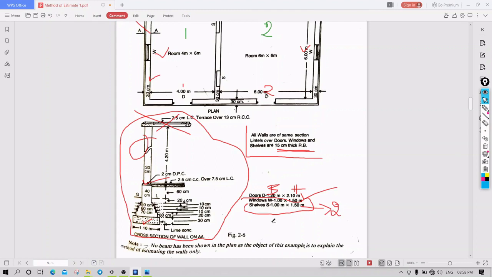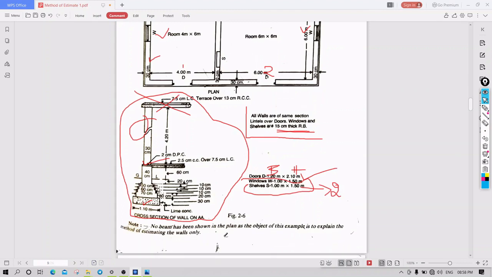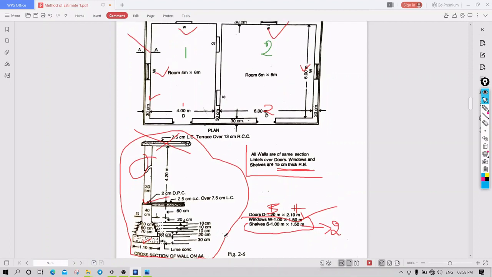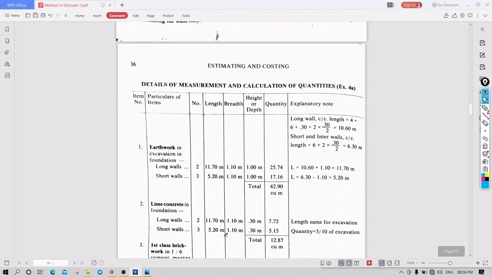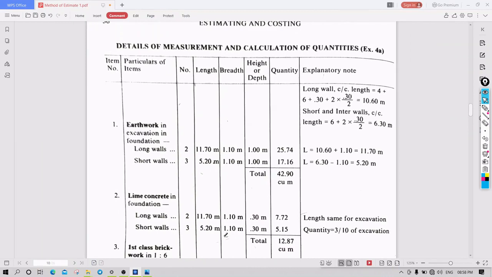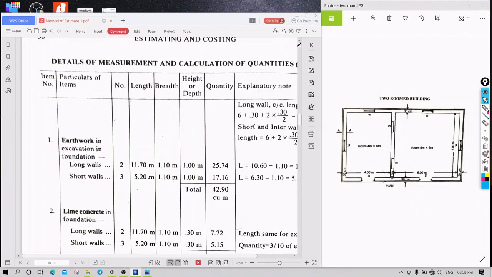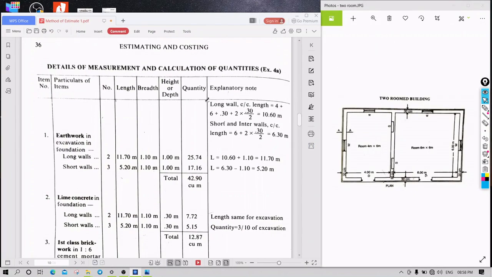And here is a note: no beam has been shown in the plan, as the object of this example is to explain the method of estimating the walls. Just to know how the procedure works, you need to know. So next we will start the problem. As you know, the tabular column for details of measurement and calculation of quantities, you have to put.